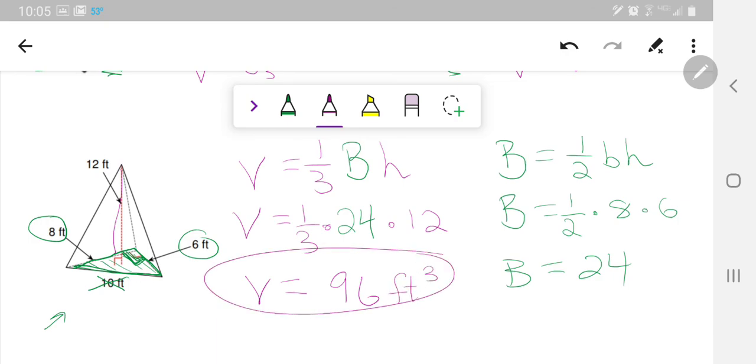Okay, so that was a triangular prism, so we needed that 1/2 piece in there. I mean, triangular pyramid, sorry, not a prism. Because it has a base of a triangle, it had to have that 1/2.